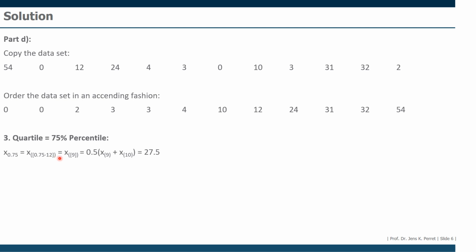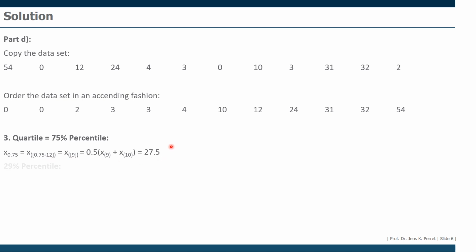We're not simply going to look up the 9th value, but we're going to look up the 9th value and the 10th value. So here we're using 24 and 31, and then we're going to calculate the average of these two values. Or in other words, we're going to add them up and divide them by 2, giving us the end result for the 75th percentile. This rule we only use if the result, after multiplication with the number of observations, is an integer.